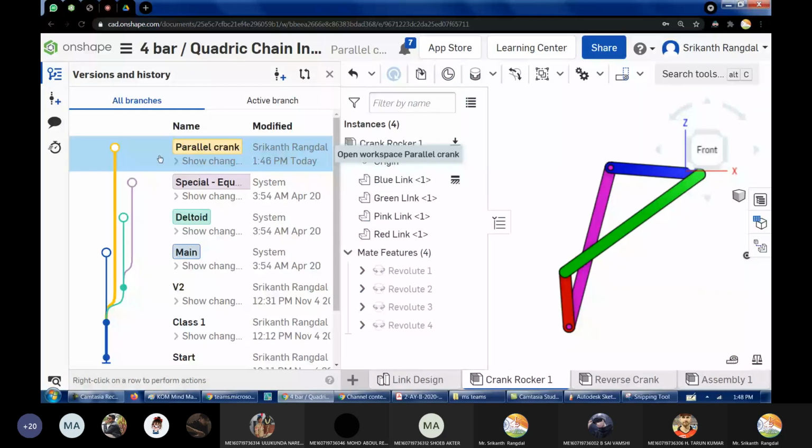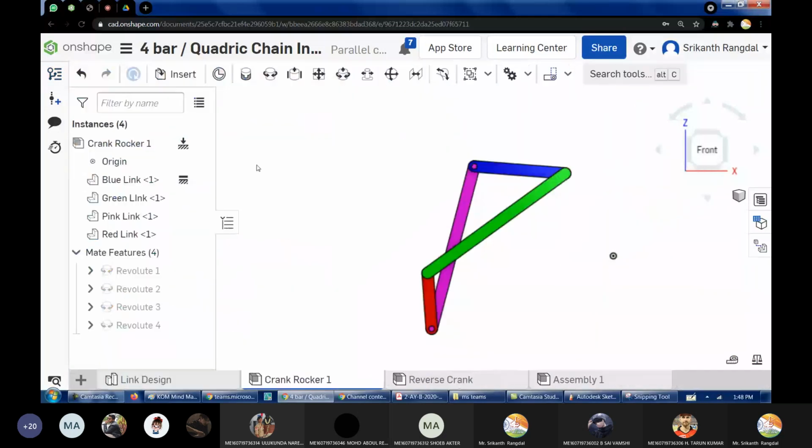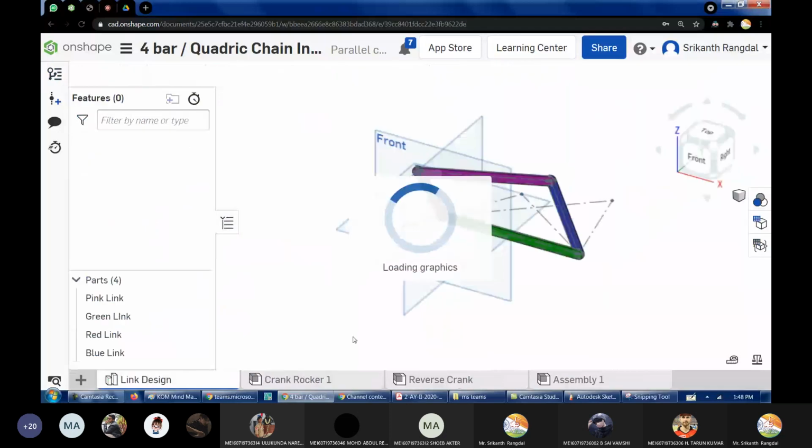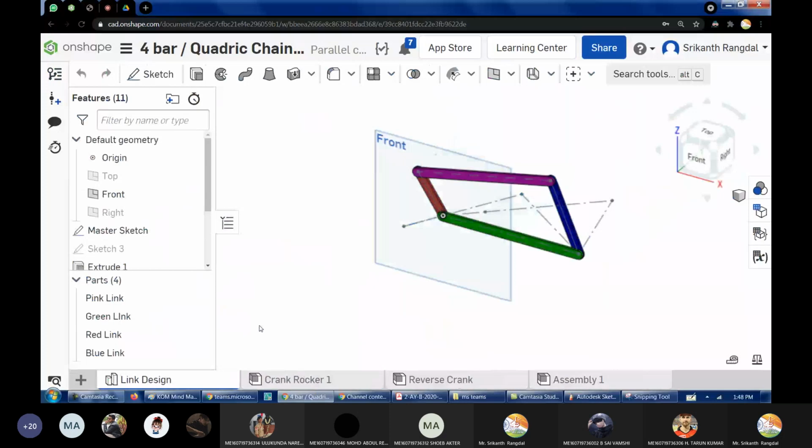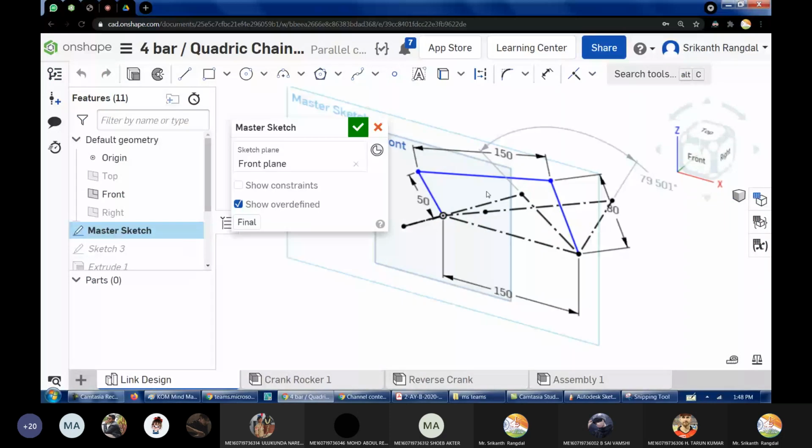So let us first go to the parallel linkage. Actually, this was supposed to be a parallel linkage. I modified it, so I'll have to go back and edit this.